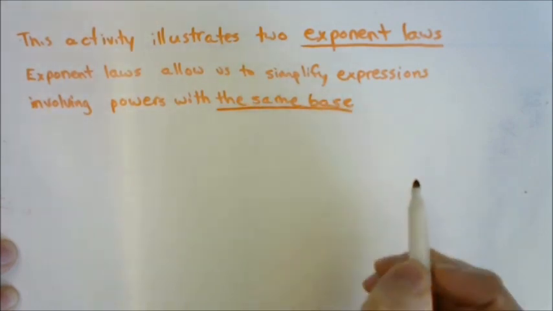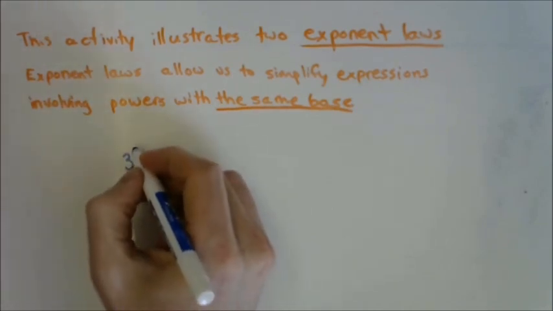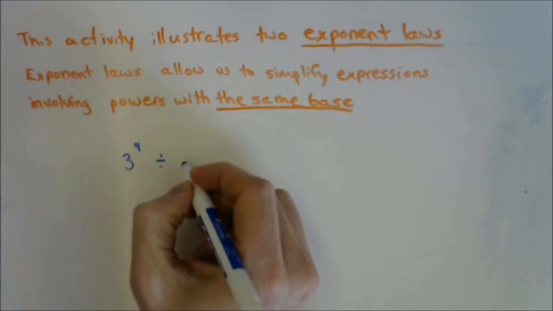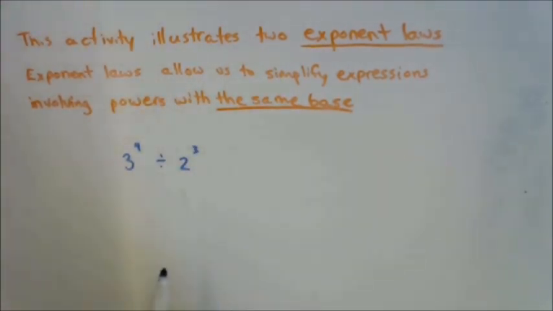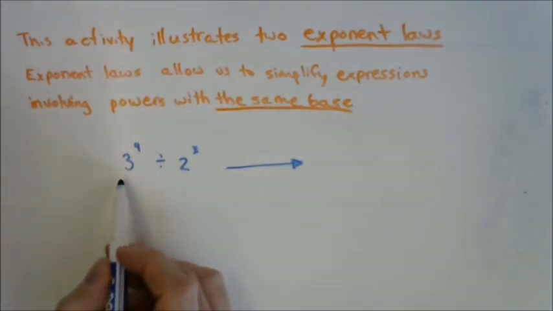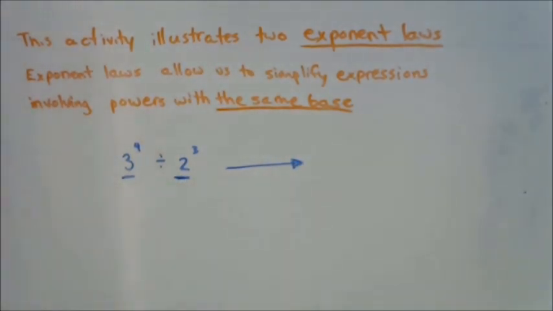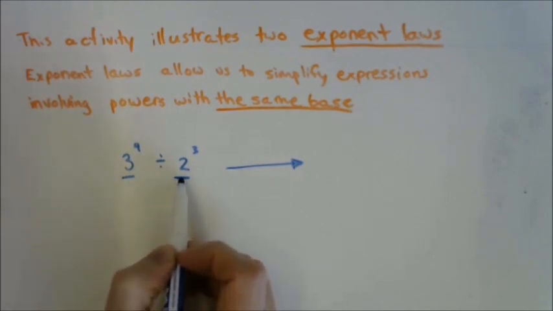That's a key point. Somebody asked, we did the last activity, would this work if it was something like, don't write this, 3 to the power of 4 divided by, let's say, 2 to the power of 3? Could we still use our exponent laws? No. You have to use the same base. If we were going to make this into a single power, what base would we use, 3 or 2? You can't do that, because this is factors of 3, 3 times 3 times 3 times 3, and this is factors of 2, 2 times 2 times 2.